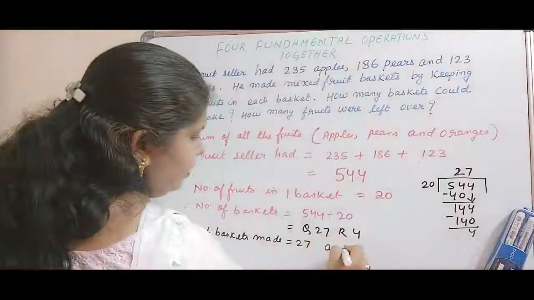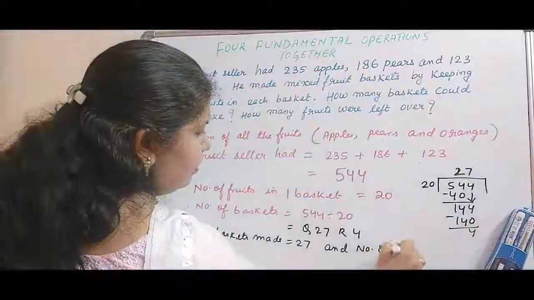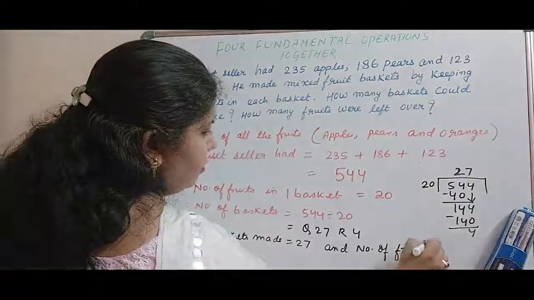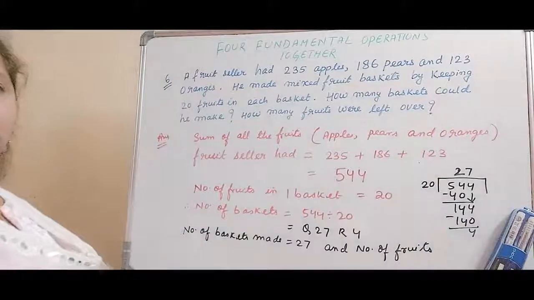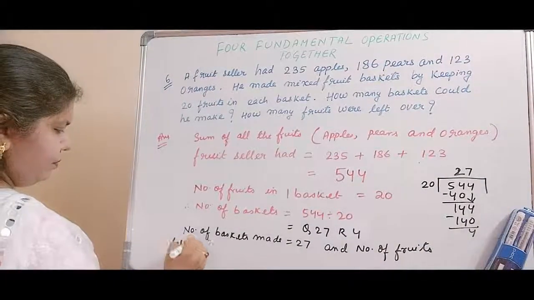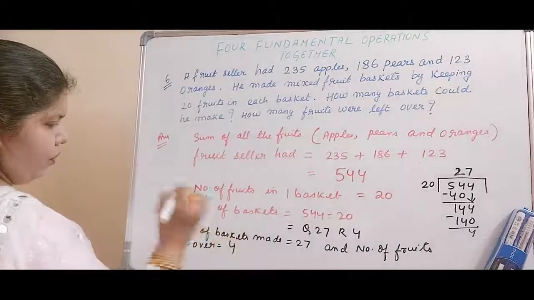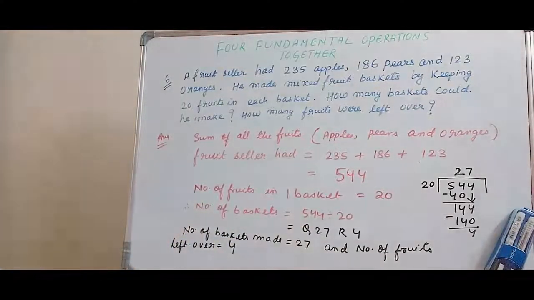Next question, how many fruits were left over? Number of fruits left over is the remainder, that is 4. I hope you all have understood this question.